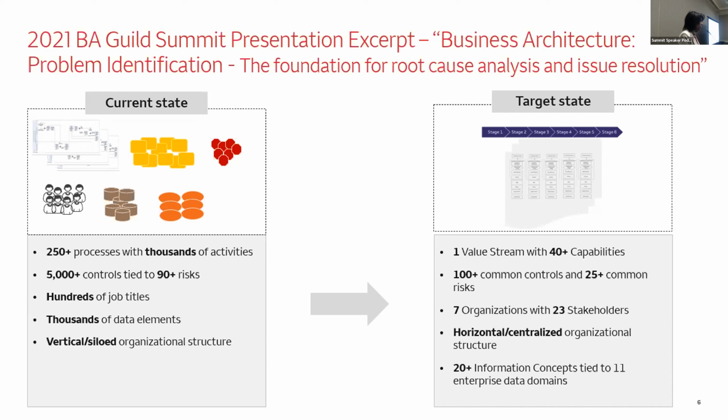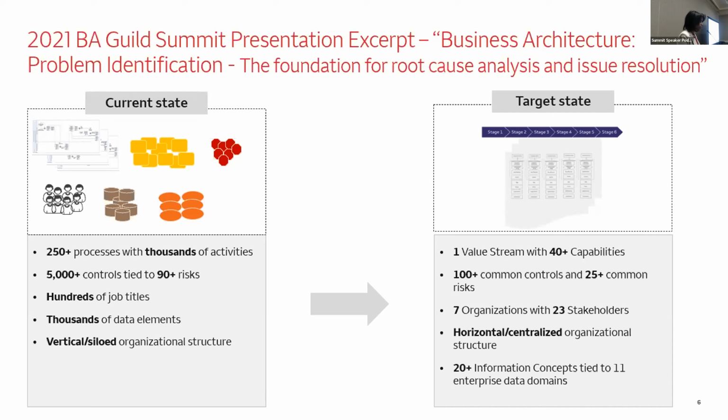And in that presentation, I shared with you all how we use business architecture to rationalize over 250 processes. There were close to 1,800 activities, I mean, thousands of activities, and we looked at various controls, risk, job titles, thousands of data elements, and then the organizational structure. And we simplified the view. We created 17 blueprints that were aligned under one value stream, about 40 capabilities.